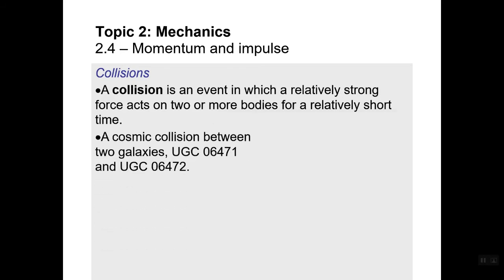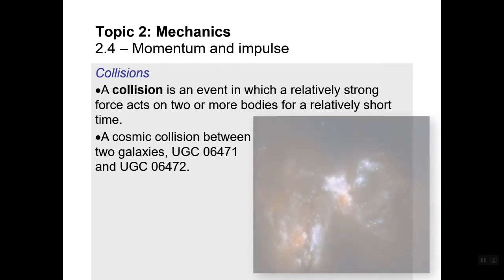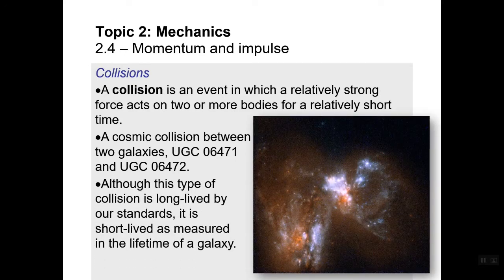Cosmic collision between two galaxies, UGC 06471 and UGC 06472. Although this type of collision is long-lived by our standards, it is short-lived as measured in the lifetime of a galaxy. So this is two galaxies colliding.